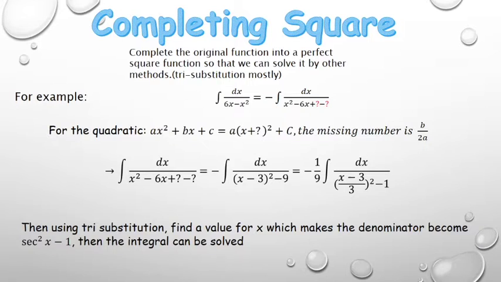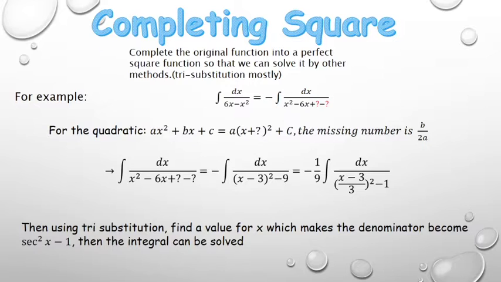For a quadratic function ax squared plus bx plus c, we can change it into a times x plus something squared plus c, and the missing number is b over 2a. Therefore, the previous function, we can change it into the negative of integral of dx over x squared minus 6x plus b over 2a minus b over 2a. And b over 2a in this equation equals 9, so we can change it into negative of integral of dx over x minus 3 squared minus 9.